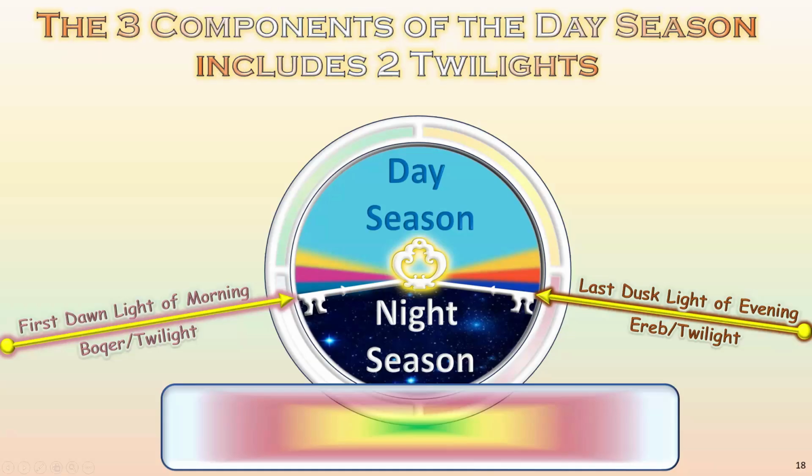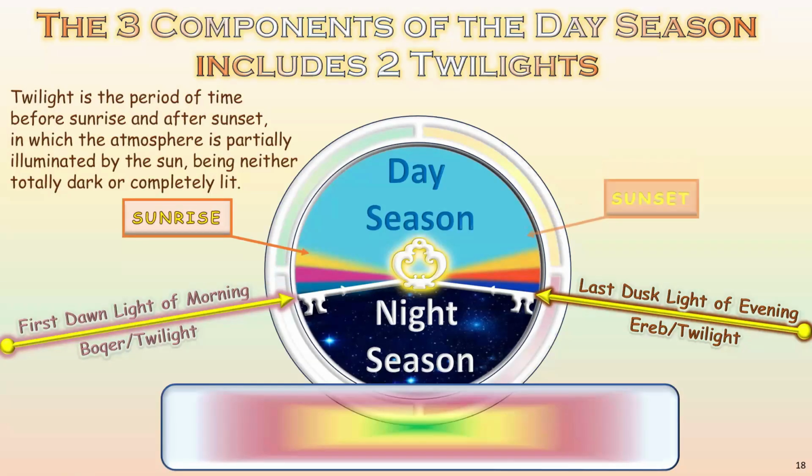These three components of the day season include two twilights. Your day season has the twilight belonging to it because it has light. This light is from the sun. This is twilight. And this evening twilight, this is also light that is still from the sun, even though the sun is below the horizon. Any part of the cycle that has light coming from the sun belongs to the day season.